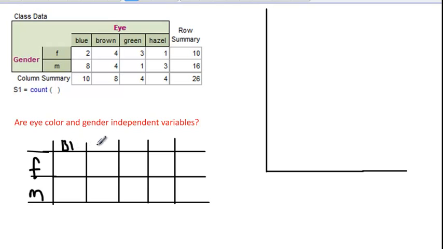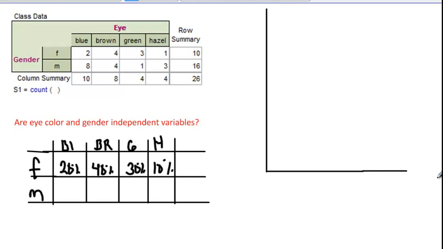So we have blue eyes, brown, green, and hazel. We already determined that 20% of our females have blue eyes, 40% brown, 30% have green, and 10% have hazel. We now need to get the relative frequency or percentages for male students. So we're looking at the conditional distribution of eye color for male students.